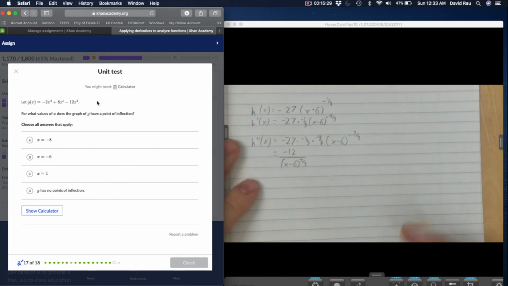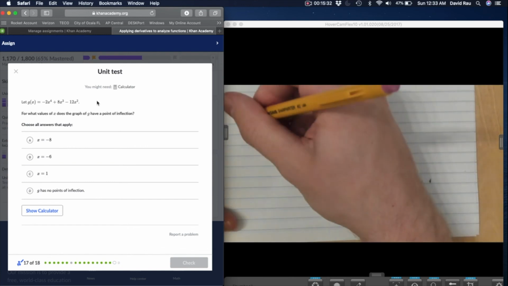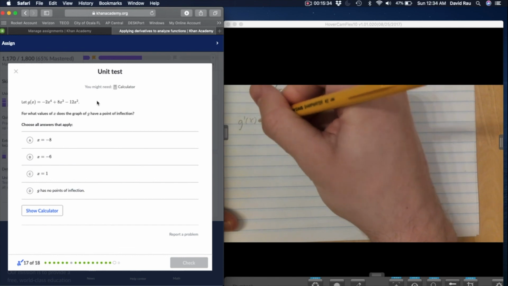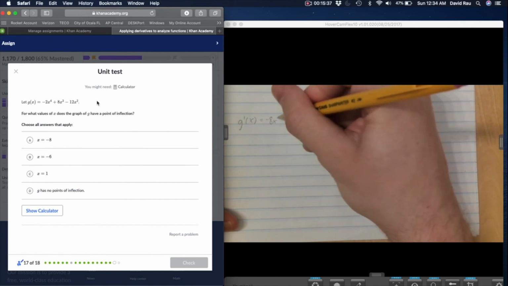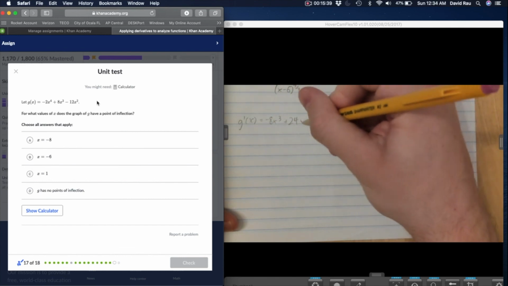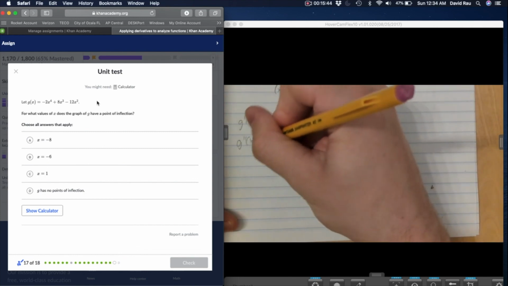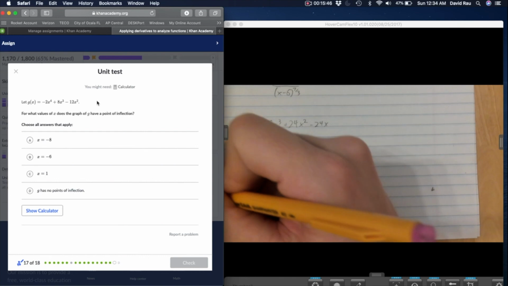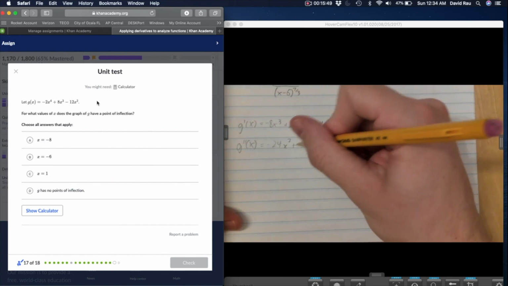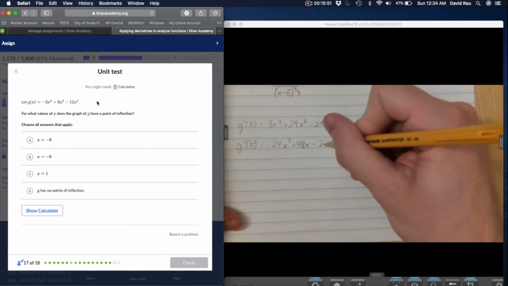All right, same idea. Where does the graph have a point of inflection? So it's time to derive this twice. So we'll find g prime first. Negative 8x cubed plus 24x squared minus 24x. Now I'll derive it a second time. Now it's negative 24x squared. Now it's positive 48x, and now it's negative 24.